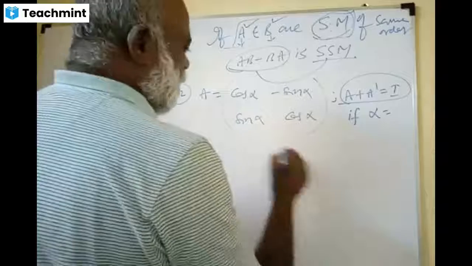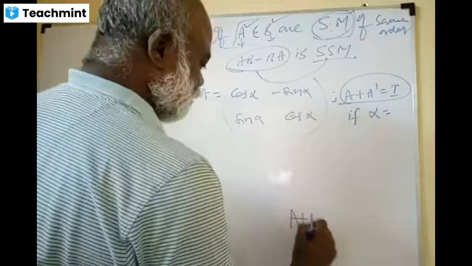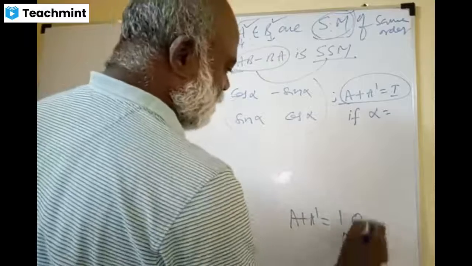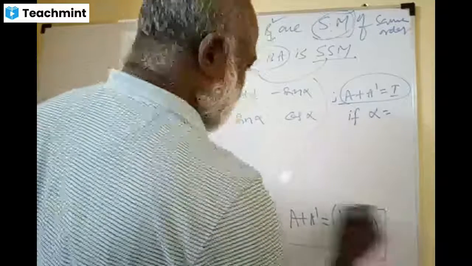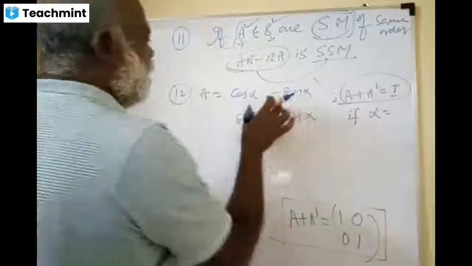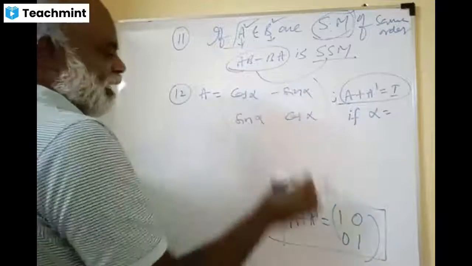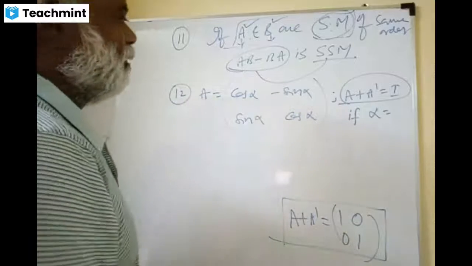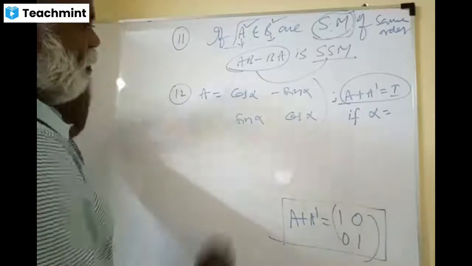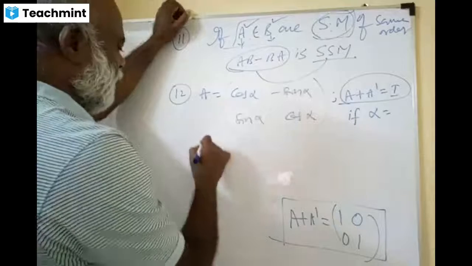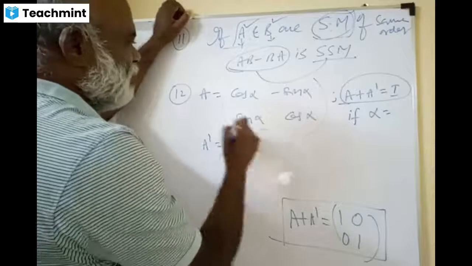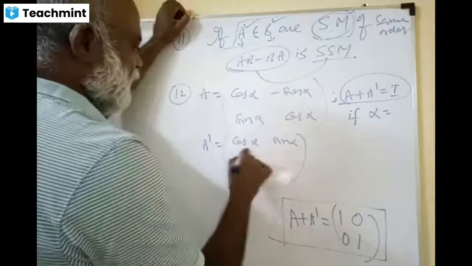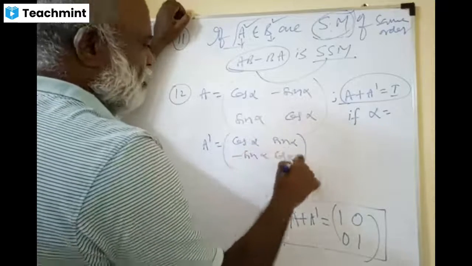A plus A dash is given as 1 0 0 1. This is the meaning of A plus A dash is I, because A is of the second order. A plus A dash also will be second order. Okay, clear? Friends, here you add this A and A dash now. A dash is nothing but cos alpha, sin alpha, minus sin alpha, cos alpha.